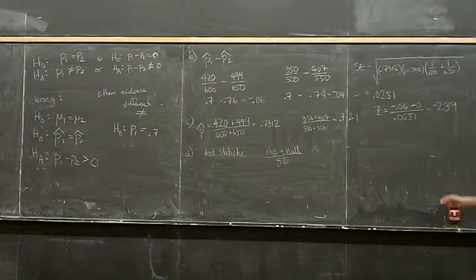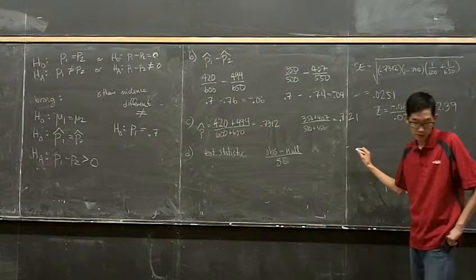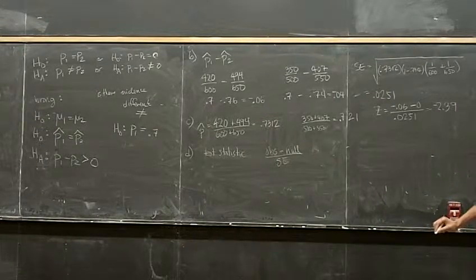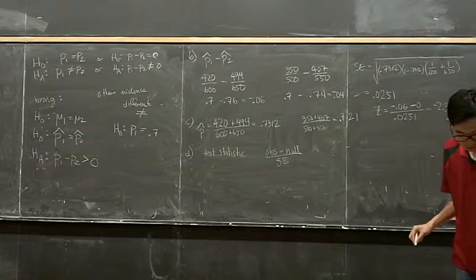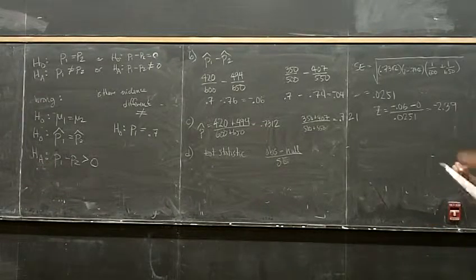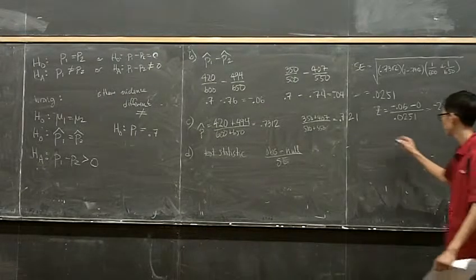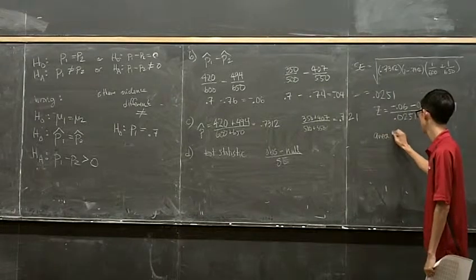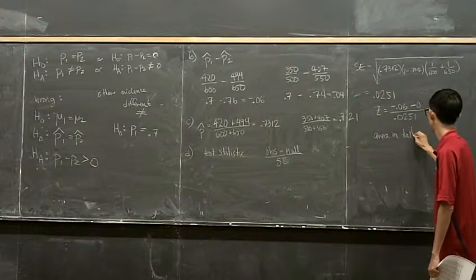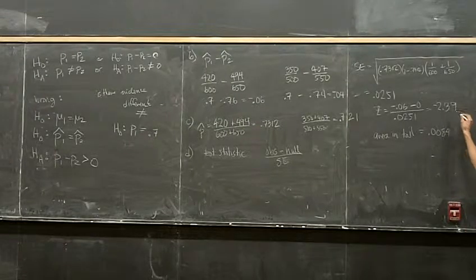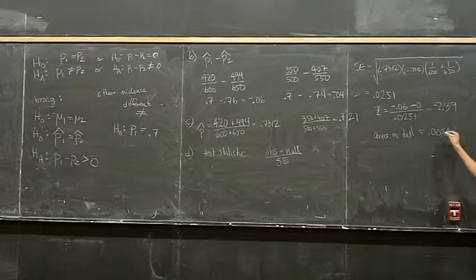Okay, and then the p-value: you look up negative 2.39 in your z-table. The area in the tail for negative 2.39 is 0.0084. So the area in the tail is equal to 0.0084. If you look up negative 2.39, you get 0.0084.